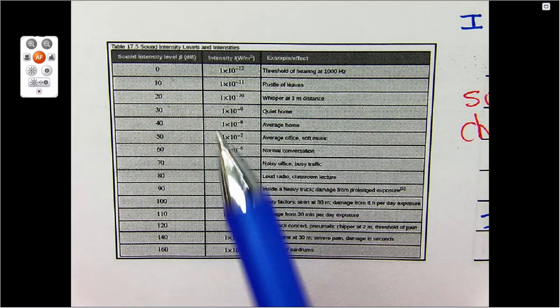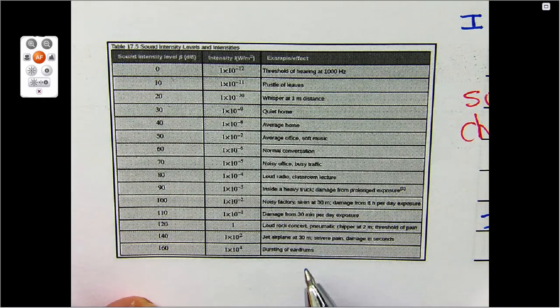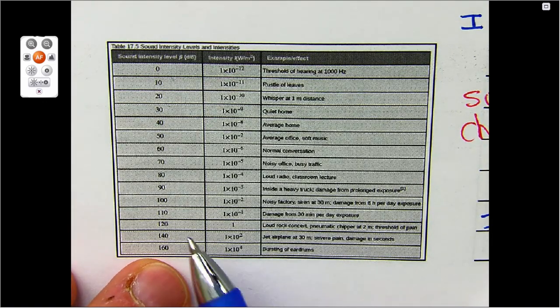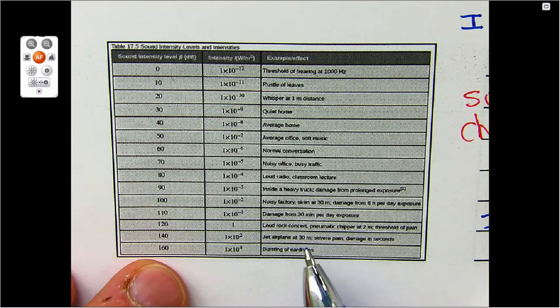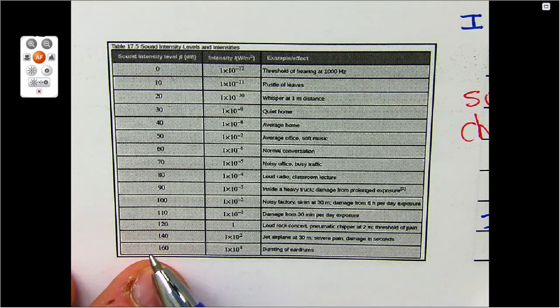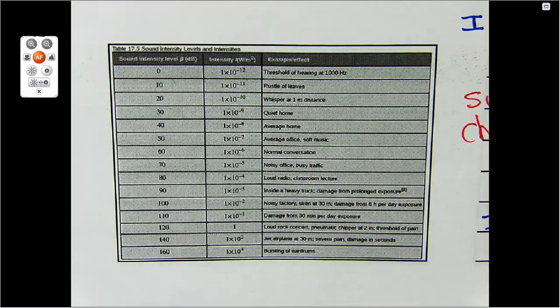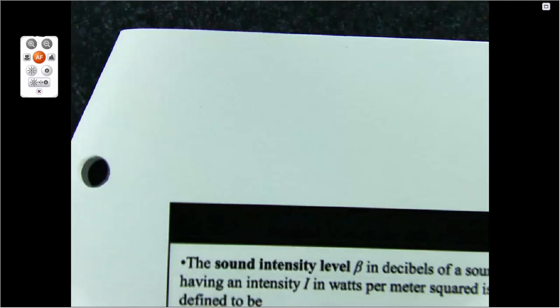So decibel levels, obviously, loud rock concert 120. Jet airplane at 30 meters. Bursting of eardrums at 160. Threshold of hearing would be 0. Now, let's go to the next page, because we got to talk logarithms for a second.